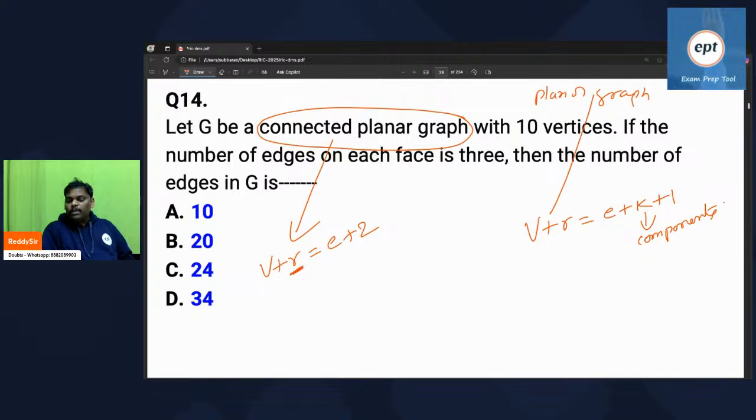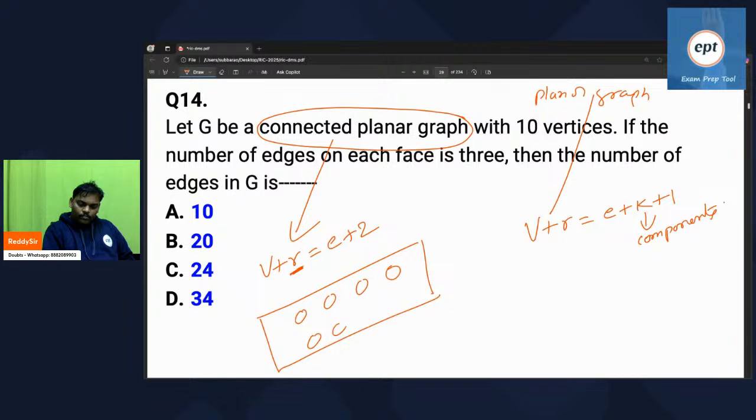If it is a connected planar graph, V plus R is equal to E plus 2. So if you want, you can take one simple example, a connected graph, and verify.